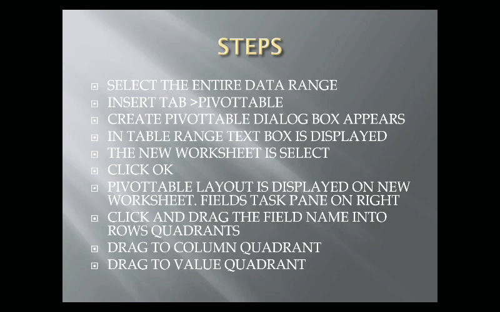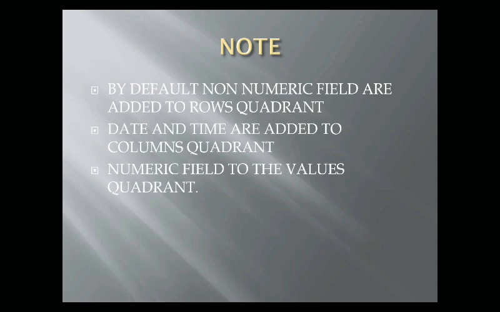The Pivot Table layout is displayed on a new worksheet. Fill the task pane on the right hand side. Click and drag the field name into row coordinates, drag to column coordinates, drag to value coordinates. Let us see some notes we should keep in mind. By default, non-numeric fields are added to rows, date and time are added to columns, and numeric fields to values.